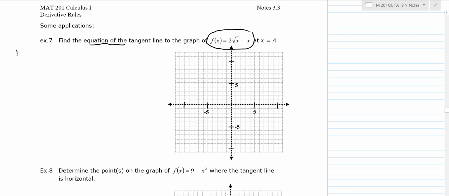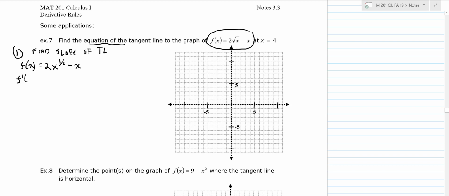Okay, what you always have to do on this, first of all, is find the derivative, because you have to find the slope of the tangent line. So anytime you find the slope of the tangent line, that involves a derivative. So we're going to rewrite this as f of x equals 2x to the 1/2 power minus x. Okay, and we're going to do the derivative.